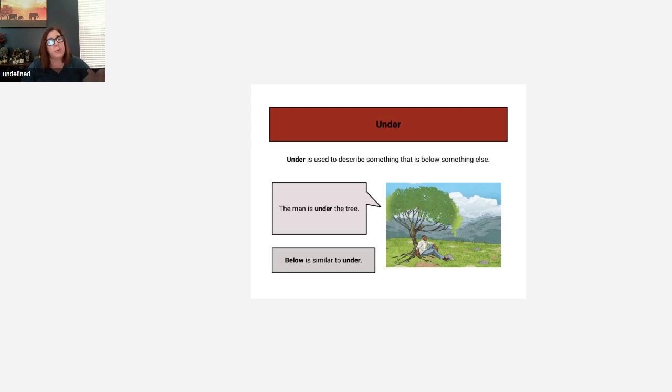Under. This is when we're talking about something that is below something else. Look at the picture. The man is under the tree. And of course, below is similar to under. We can call that a synonym. My phone is under my chin.